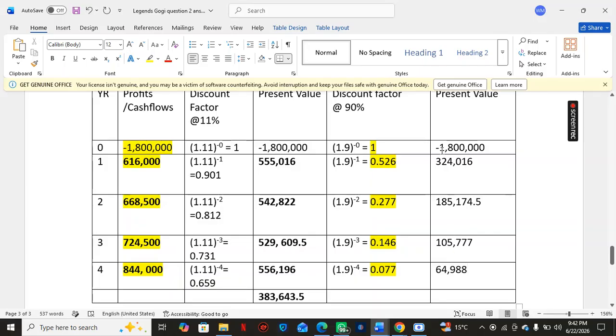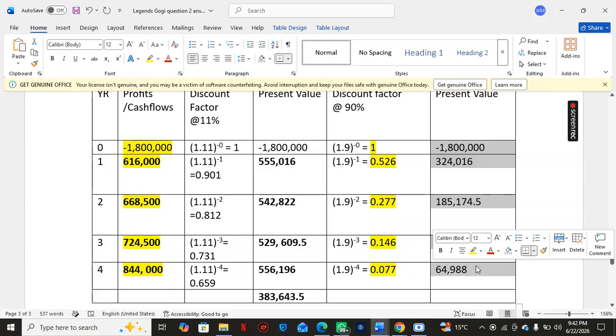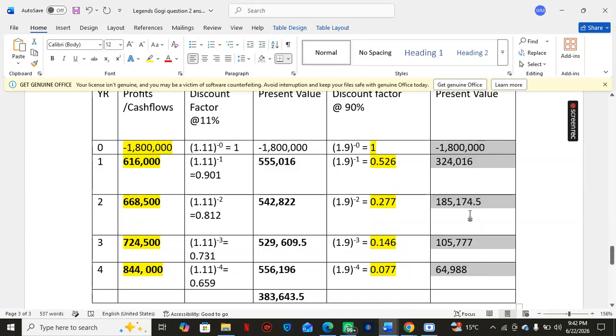So yes, now we just add up. Negative 1,800,000 plus 324,016 plus this plus that plus that. You can do it. Just add all the numbers together. Or the other way you can do it is first tabulate the total positive values, then subtract from the negative value. But in this case, where you're dealing with the table, just add the values.